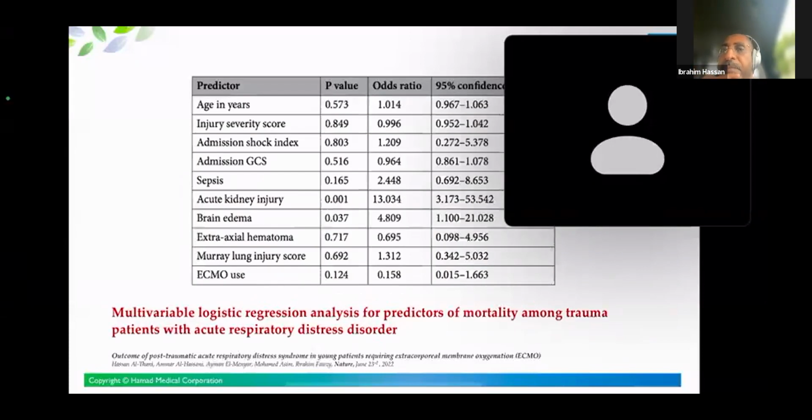And if you look at AKI, I think that was a really big delineation. From all the variables that we have in the multivariable logistic regression analysis to predict mortality, there are only two things that are striking: acute kidney injury and brain edema. Anything else crosses one with a p-value that's not remarkable, but for acute kidney injury, look at the p-value, 0.001, and the odds ratio is 13. Brain edema is 4, with a p-value of 0.0037. Brain edema is understandable because it's a severe acute traumatic brain injury with brain edema. The likelihood of them surviving, the lung is okay, but if the brain is gone, the brain is gone. But acute kidney injury, look at the number, it's really astonishing.